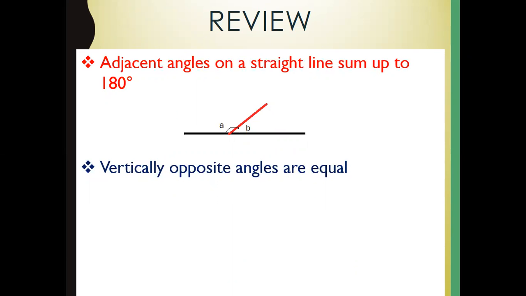Then we also talked about how vertically opposite angles are equal. For example, in this particular case, we can say that E is equal to F. We can say that angle E is equal to F because E is vertically opposite F. And we can also say that C is opposite D. So if C is opposite D, then it means that C and D are vertically opposite. So that's that for vertically opposite angles.